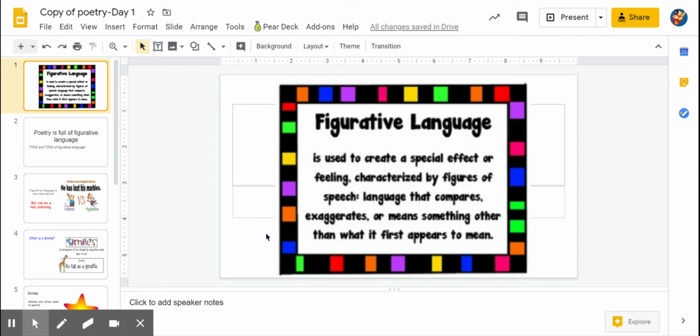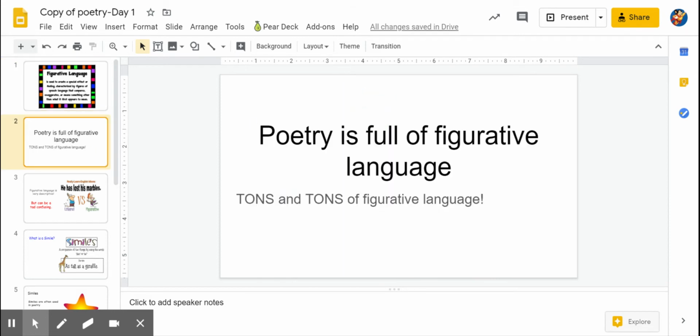It's very important, though, that you understand figurative language is used to create a special effect or feeling characterized by figures of speech or language that compares, right? Exaggerates or means something other than what it first appears to mean. So it's a play on things where you really have to get your reader to think and either compare things, contrast things, or something that doesn't quite seem to fit. That's what figurative language is. All poetry is full of figurative language, tons and tons and tons of it.